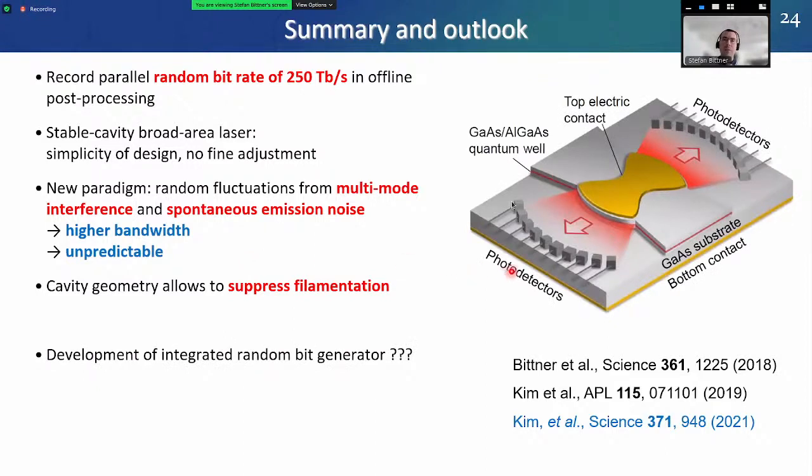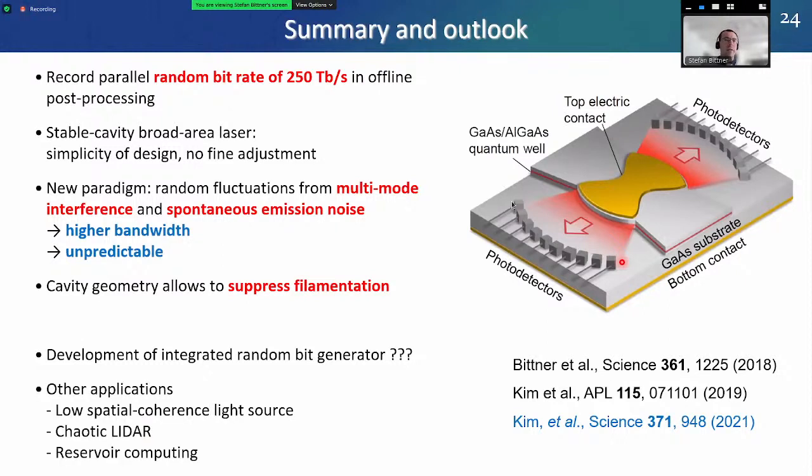Well, eventually it would of course be great to create an actual integrated random bit generator with this principle. However, it appears that this is beyond fabrication technology, unfortunately. And it should be noted that the stable cavity is also useful for other applications, such as a low spatial coherence light source, or it could be used for chaotic LiDAR or reservoir computing. Thank you for your attention.